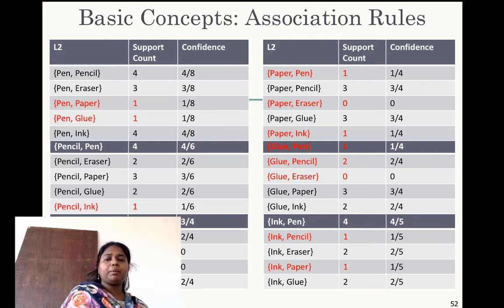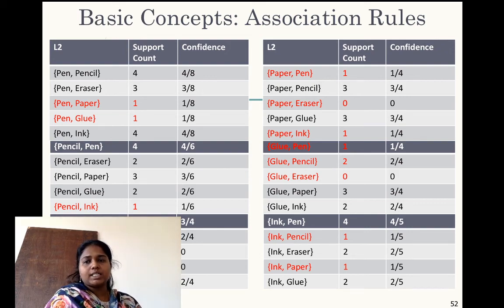Now, if I set my minimum support count to be 2, all the red ones do not satisfy the minimum support value. So, I can see that those combinations are not frequently occurring. So, only the black ones are frequent. So, all the black fonts that you see, pen and pencil, pencil and pen and eraser, these are frequent L2 item sets with the minimum support value of 2. Are we clear here?